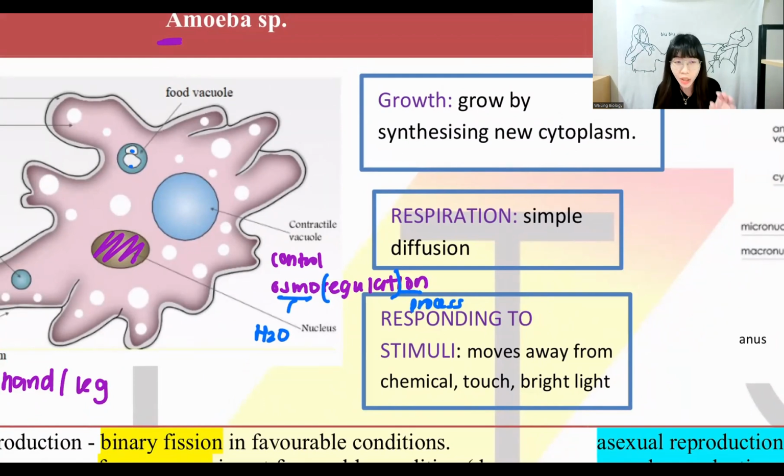Based on the diagram, to recognize it, if it's fully shaded in a darker color, this one has to be a food vacuole. If it's empty inside, this is a contractile vacuole. If there is food inside, it will be a food vacuole. This is the label that you have to know.